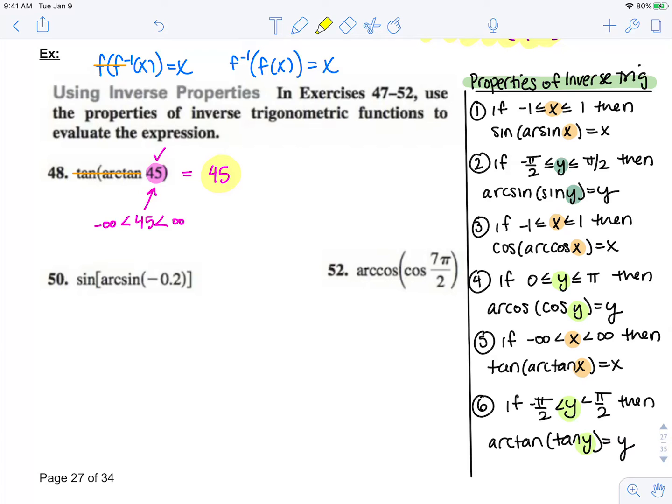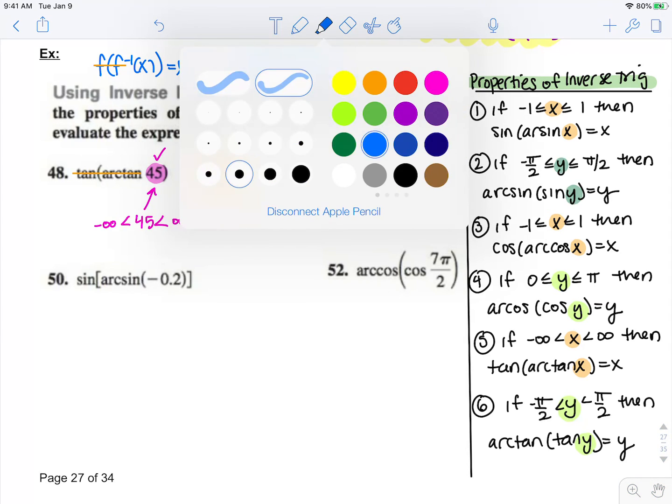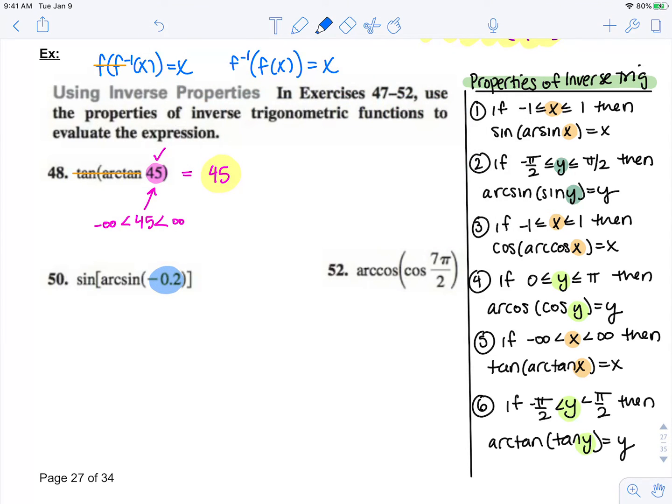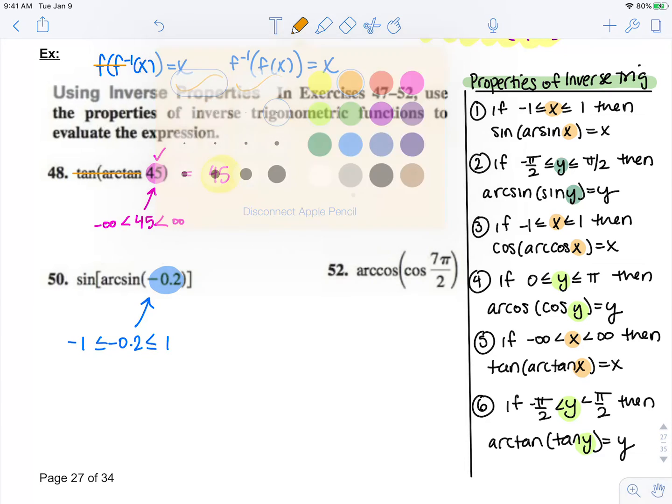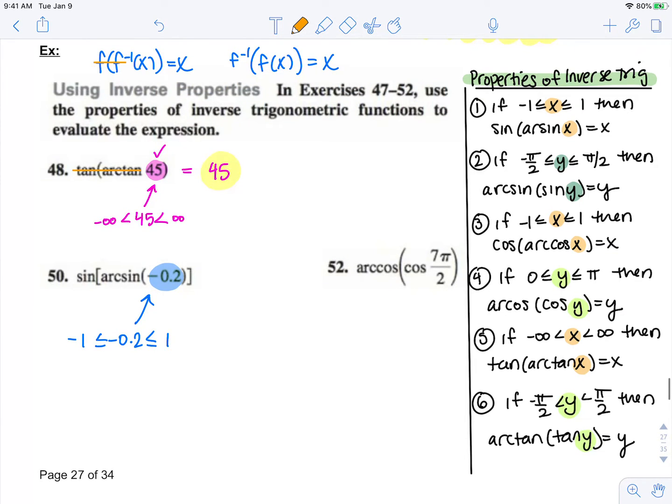The same thing is true on number 50. We have arc sine of negative 0.2 first. We don't know what that is, but we know that negative 0.2 does fall in the domain of arc sine, which is negative 1 to 1. So we could actually find it. But since we're turning around and taking sine of that arc sine, it will cancel out and just leave negative 0.2.